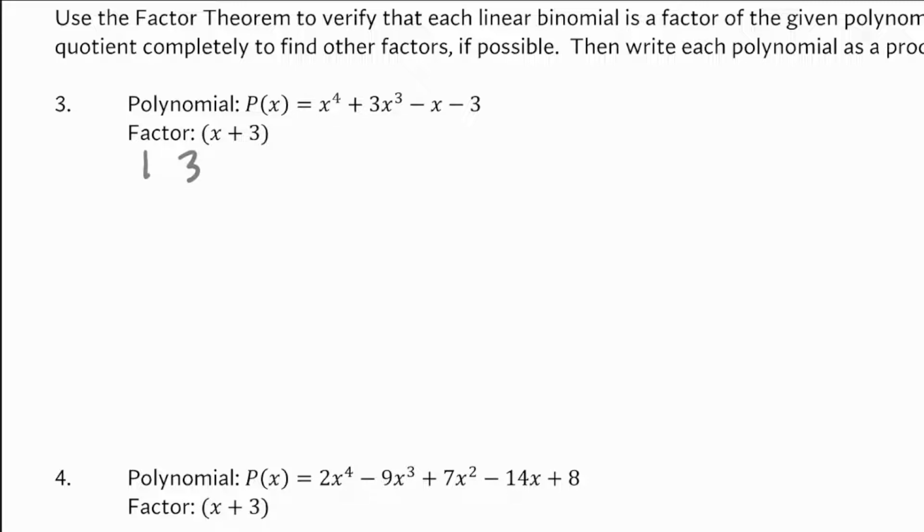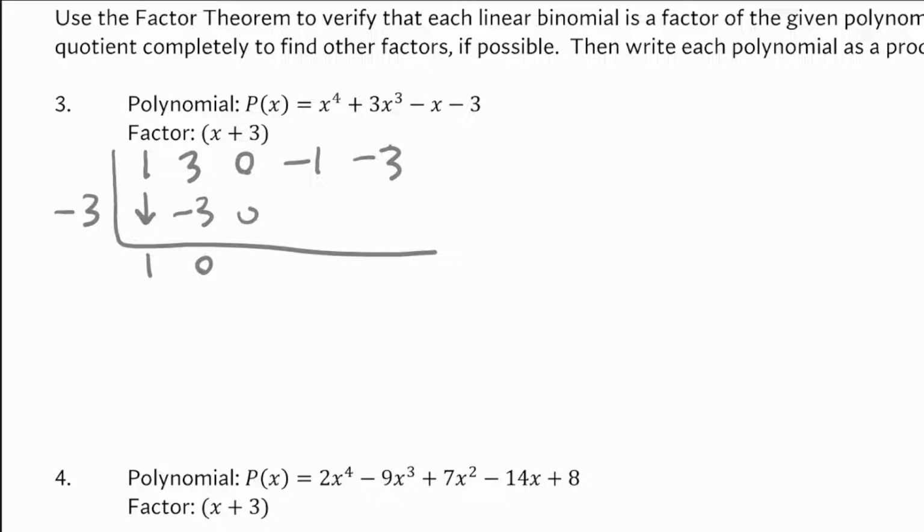So I'm copying in the coefficients, 1x to the 4, 3x to the 3, 0x's, negative 1x, and negative 3. And I'm going to run negative 3 through synthetic substitution. So drop it down, multiply, add, multiply, add, multiply, add, multiply, add. Okay, great. Got no remainder, so that means that it was a factor. And so what I'm left with, I have that x plus 3, and the other factor is going to be the quotient here.